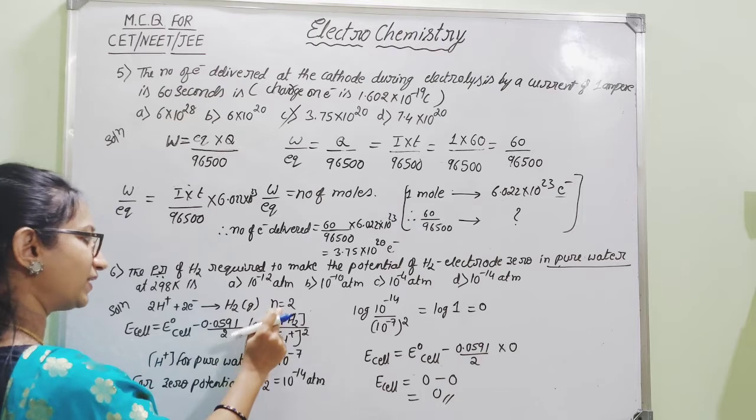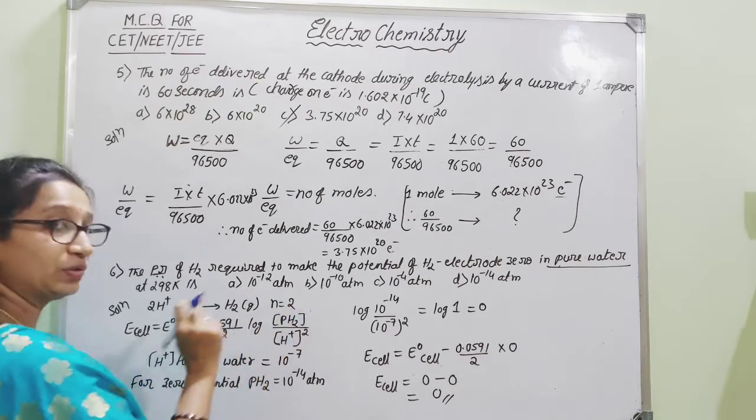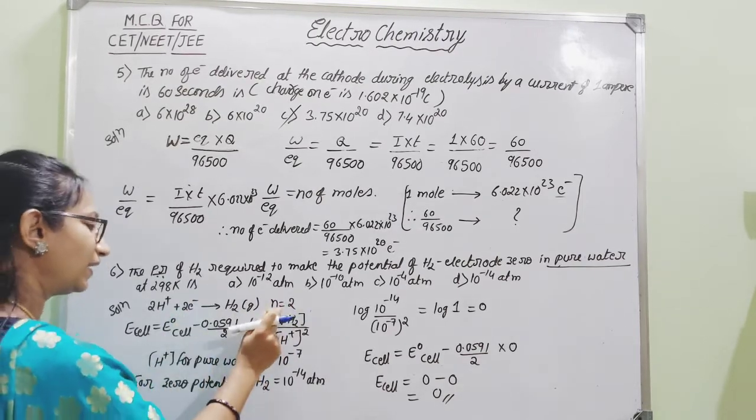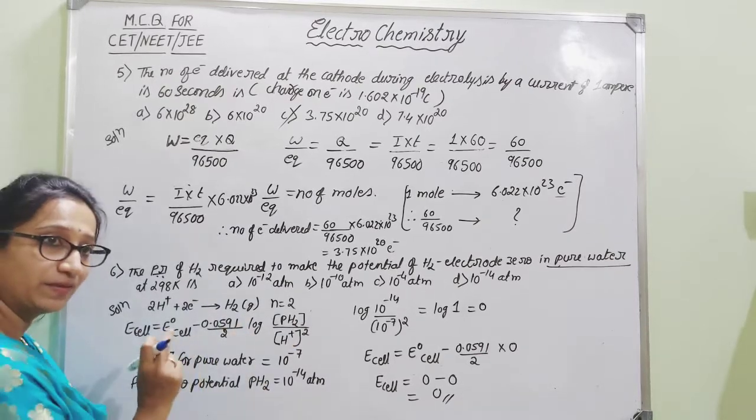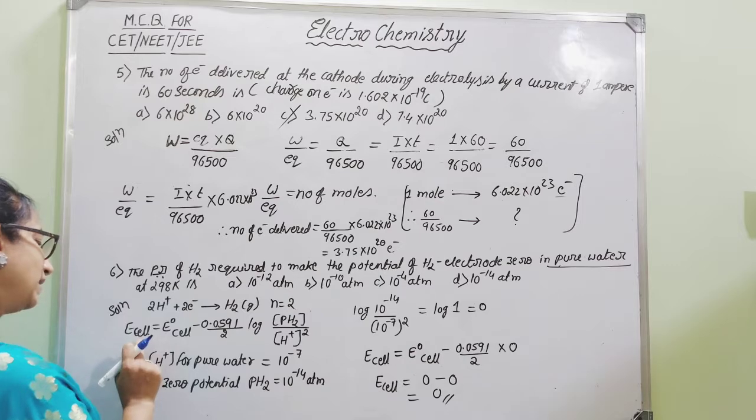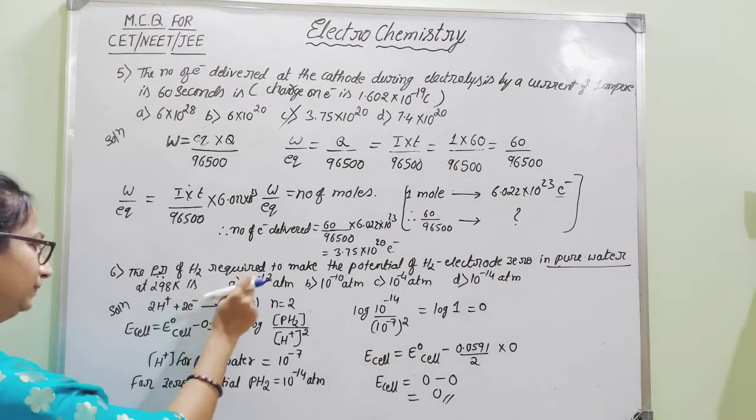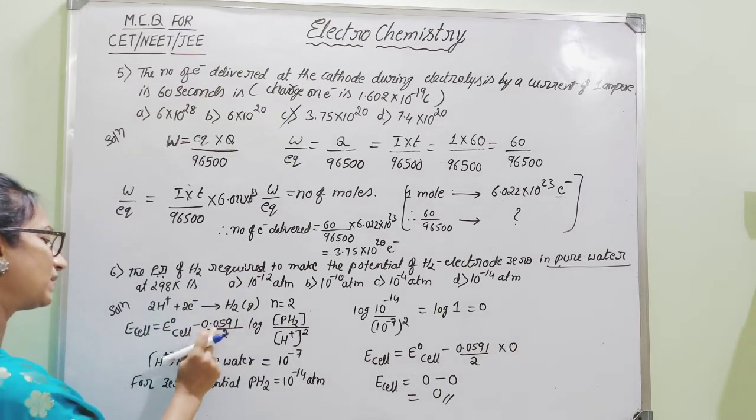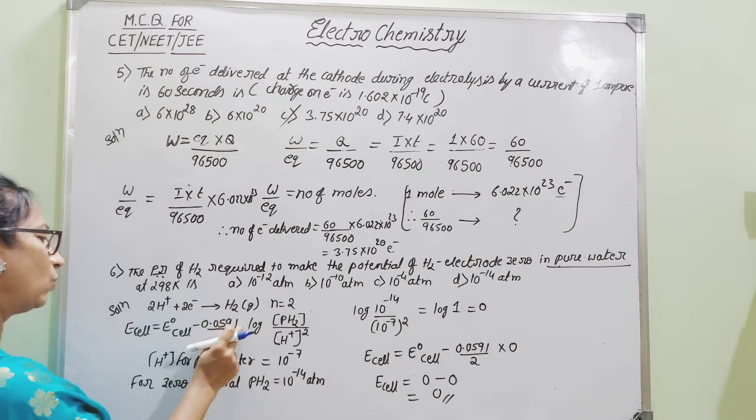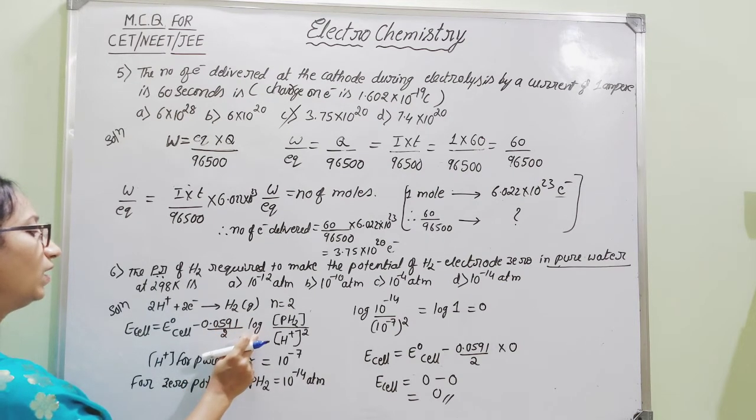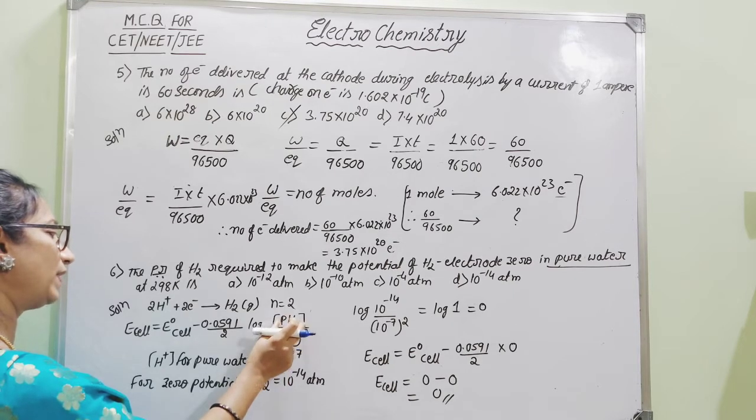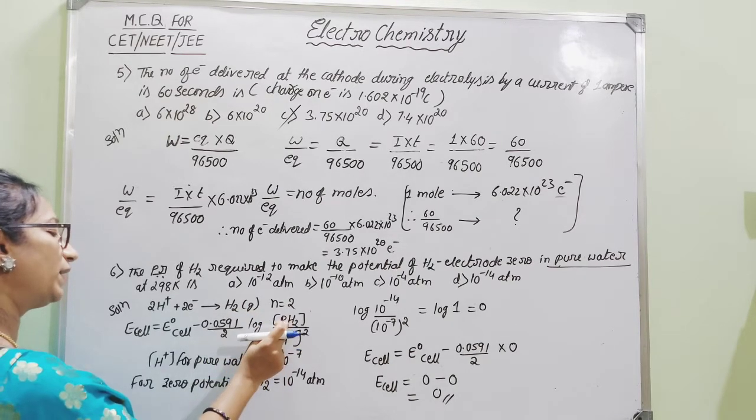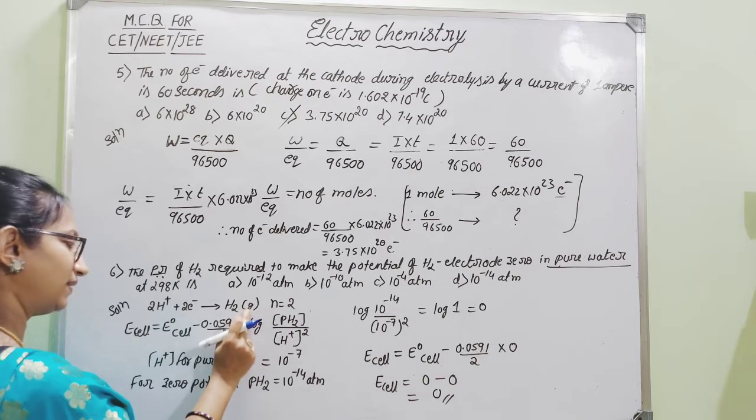Here what is that n value? n is equal to 2, since 2 electrons are exchanged, we have written n value as 2. Now you have to find the EMF of the cell. So E cell is equal to E naught cell minus 0.0591 by 2 log of P of H2 by H plus. So above we are writing H2. Why are we writing P? Because it is in gaseous state.